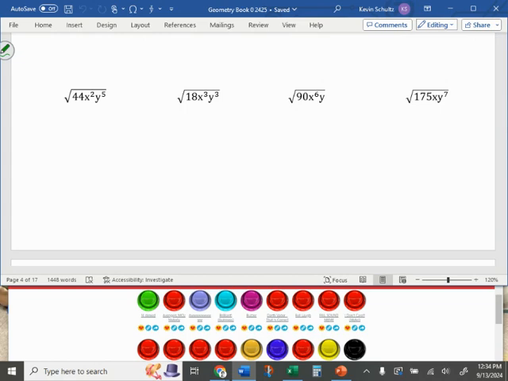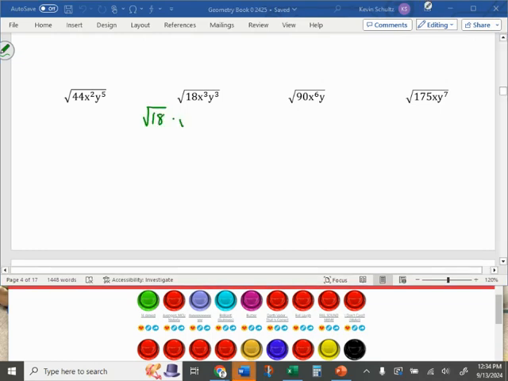Let's see, Emily, which one of the 4 would you like me to do? 1, 2, 3, or 4? Great choice. 18x cubed y cubed. We're going to start by splitting this up with the numbers and each variable base separately. Root 18 times the root of x cubed times the root of y cubed.